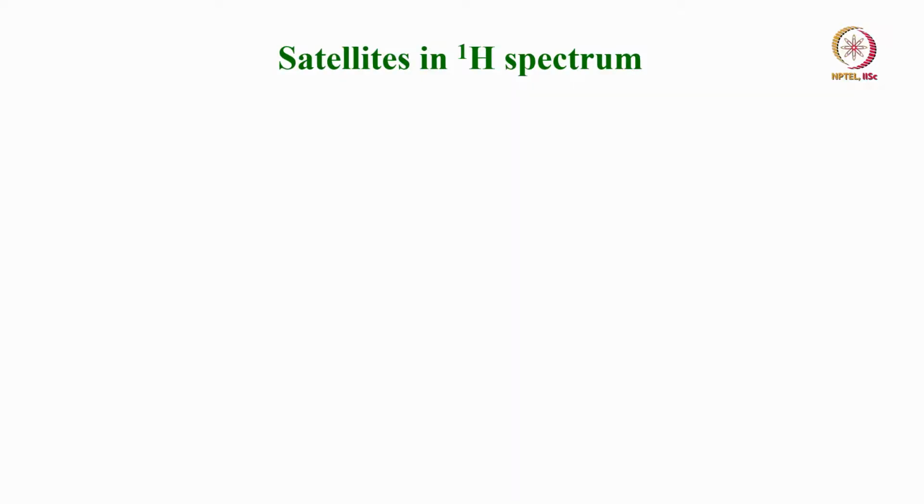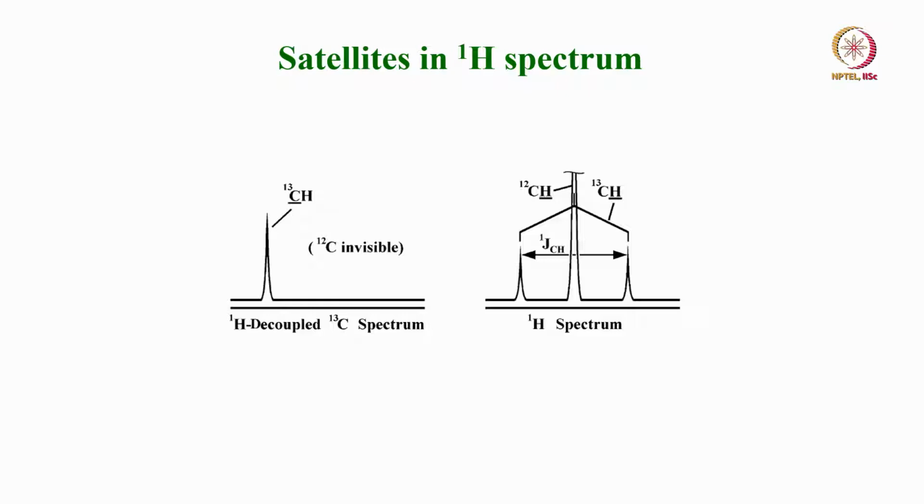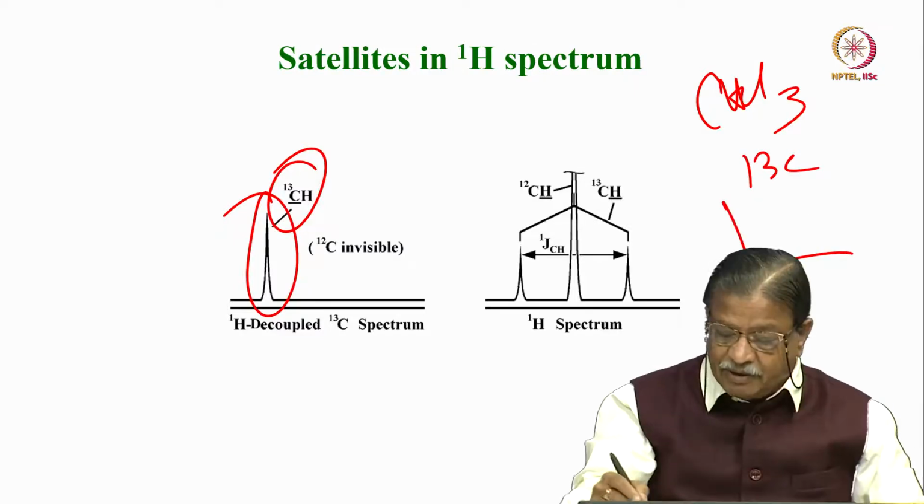Okay. Before going into HSQC, I want to tell you something about satellites in proton spectrum. Why am I bringing satellites here? Very important to understand coupled and decoupled HSQC. Let us say I have a CHCl3 peak. If you look at the proton, you get only a single peak. If you look at the carbon 13, what will you get? You will get 2 peaks, a doublet.